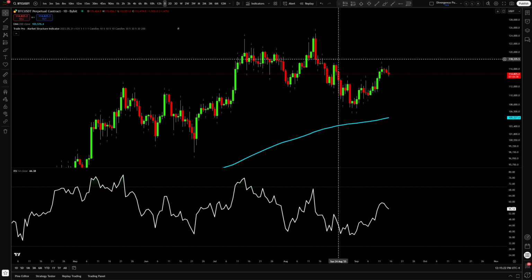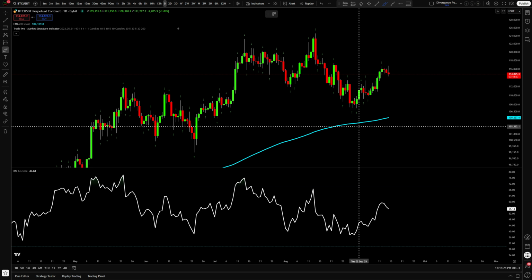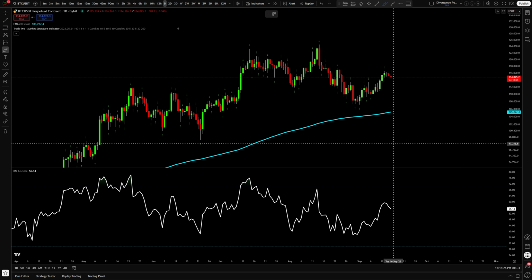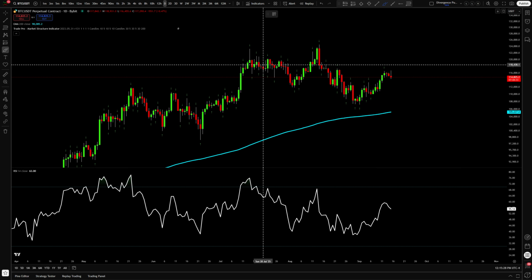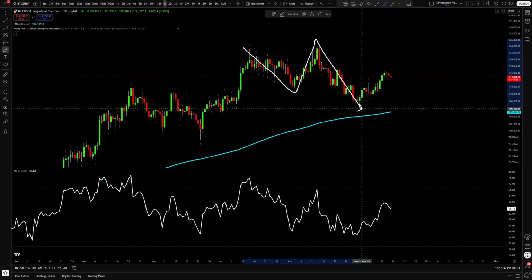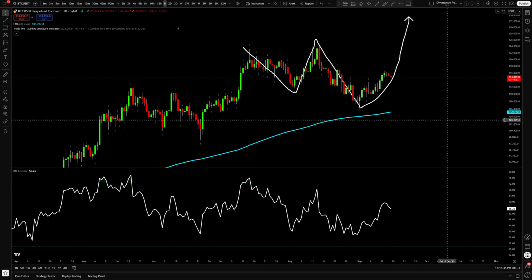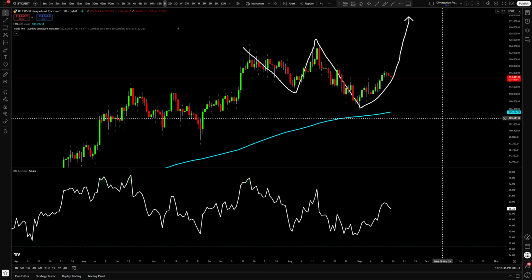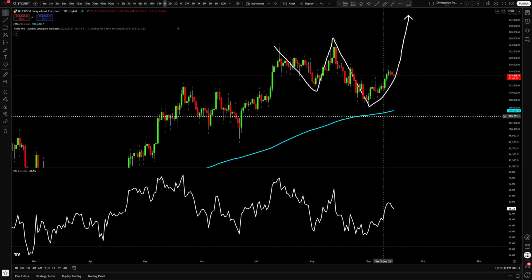But I just wanted to mention that that is kind of my main case right now based on the weekly and the daily, is that I'm thinking this probably ends up being just one of those sweeps highs, sweeps lows, and then continues up. So that's my main case right now at this moment, unless proven otherwise.